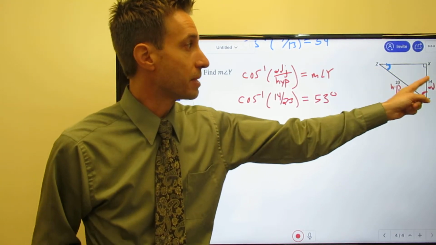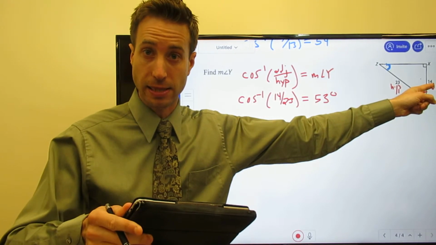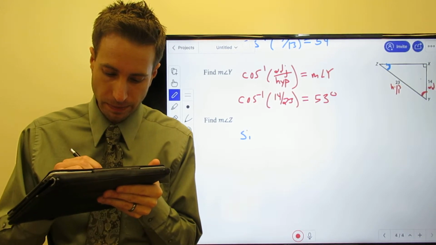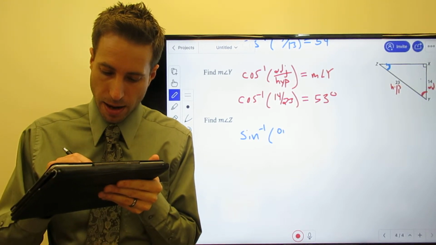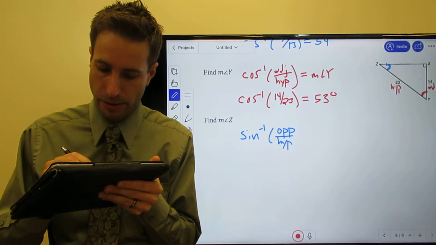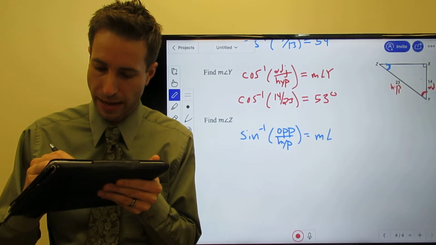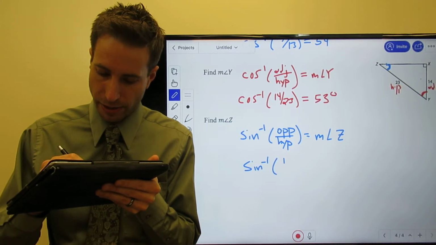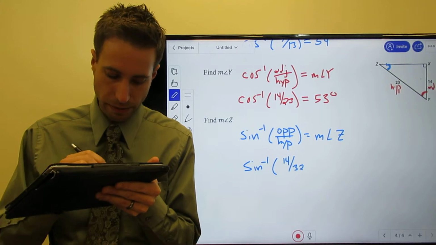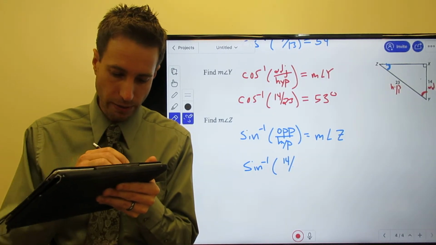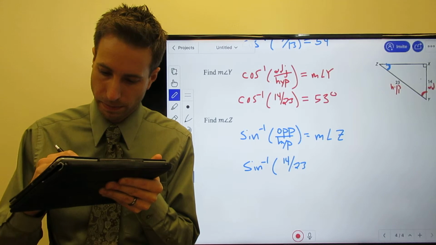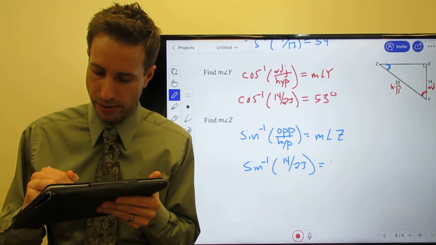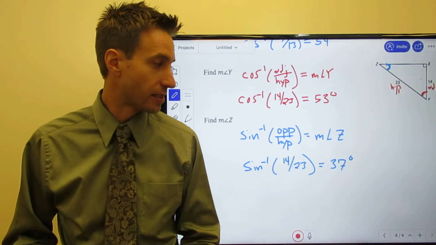If this is Z, that means 14 is now the opposite side, opposite. 23 is still the hypotenuse, and that's going to be sine. So the inverse sine of the opposite over the hypotenuse is equal to the measure of angle Z. Plug and chug, don't fat finger something on your calculator. The inverse sine of 14, not 32, 23, 14 divided by 23. Is going to be equal to, again, round to the nearest degree. It'll come out to be a decimal. You just round it to the nearest degree and you get 37 degrees.